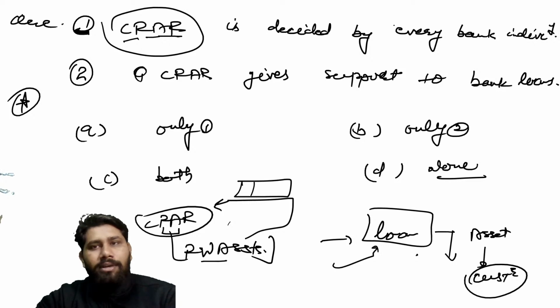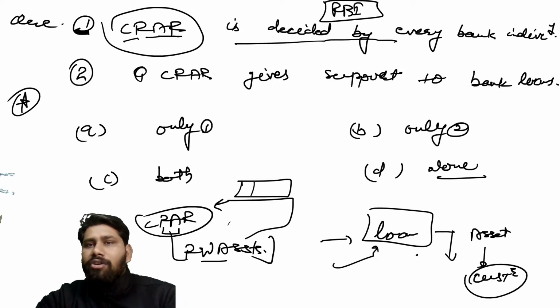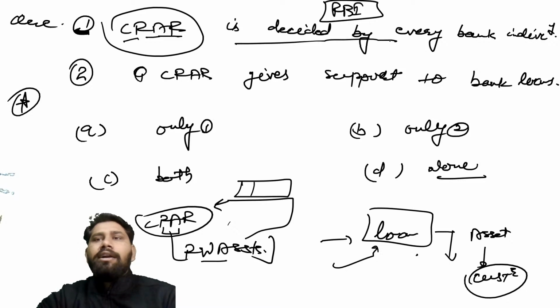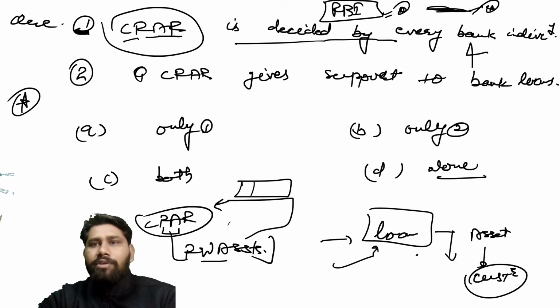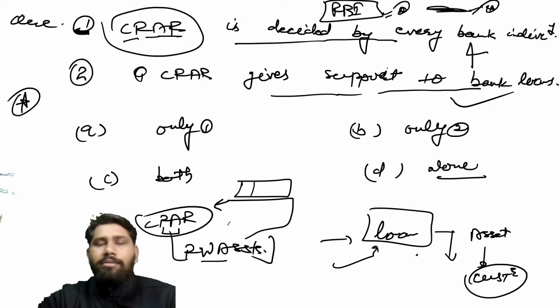It is not decided by every bank, guys. RBI, who is the banking regulator in India, right? So CRAR is not different for each and every bank. It is actually decided by the Reserve Bank of India, and it is generally kept at a single level for each and every bank operating in India, right? So the first statement is definitely wrong. Yes, it gives support to the bank loans. B becomes the correct answer, right?